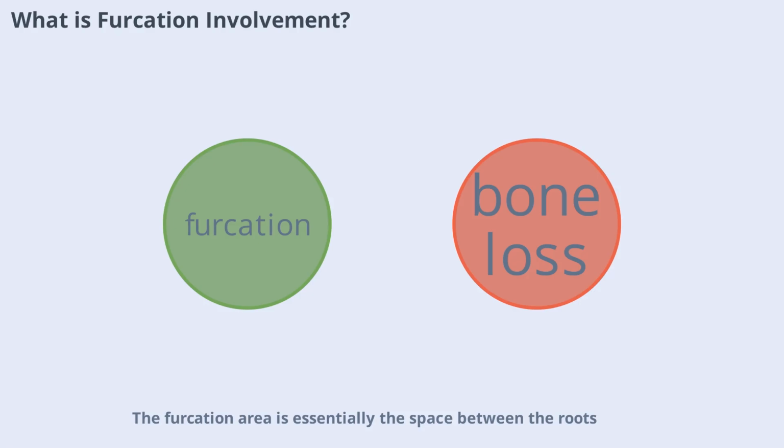The furcation area is essentially the space between the roots, and when bone loss occurs here, it can compromise the tooth's support. Understanding furcation involvement is crucial for both dental professionals and patients, as early detection and management can help preserve natural teeth and prevent further complications. In this video, we'll explore the anatomy, causes, diagnosis, and management of furcation involvement.